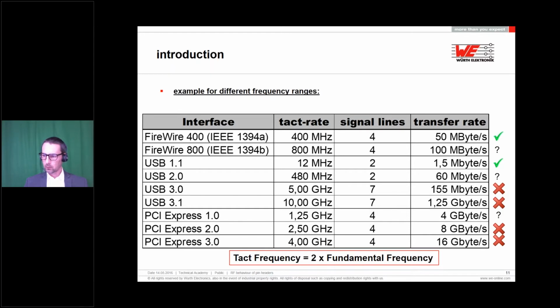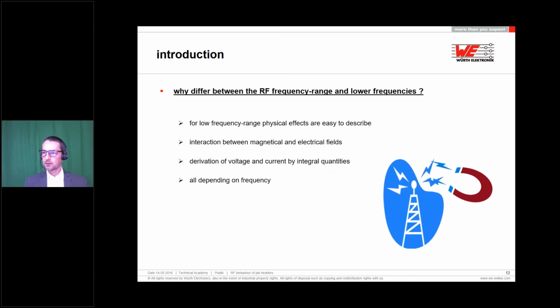And why do we have to take care of that so much? Because when we talk about RF, it's a little bit different than with low frequencies. For low frequency, the physical effects are a little bit easier to describe. In RF, we have interaction of magnetic and electrical fields, and this leads to complex relations and a lot of influences of connector geometry, all that kind of thing, that we have to take care of.